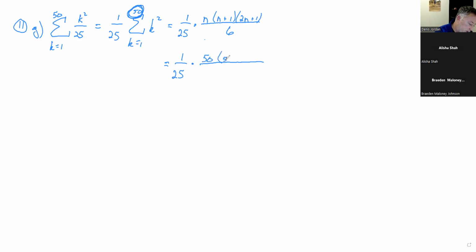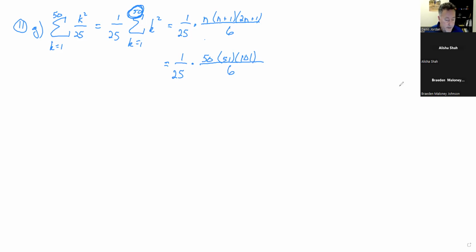50 plus 1 is just 51. 2 times 50 is 100. 100 plus 1 is 101. And then it's all over 6. And this is where I see a lot of other people doing a lot of unnecessary math. A lot of people just want to multiply the entire top out, multiply the entire denominator out, and then they try to divide these massive numbers into each other, which is totally fine. You can totally do it that way. It is not wrong, but it's not the best way.